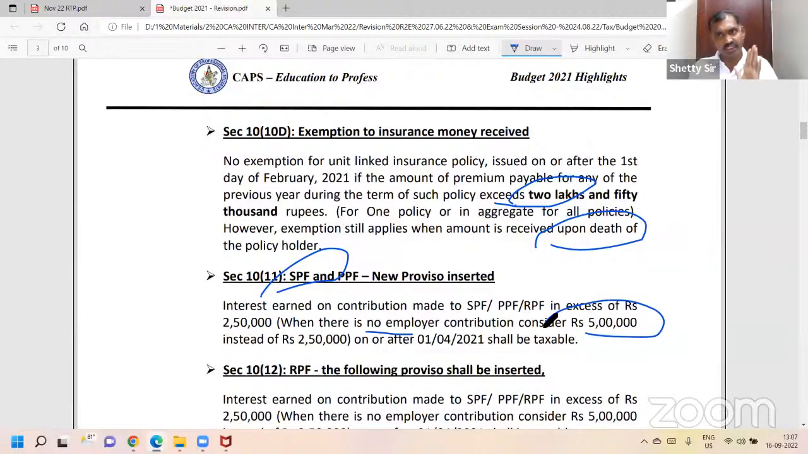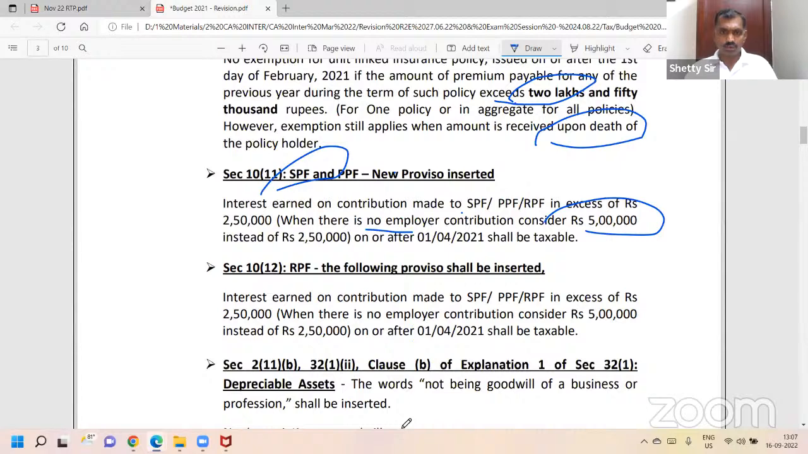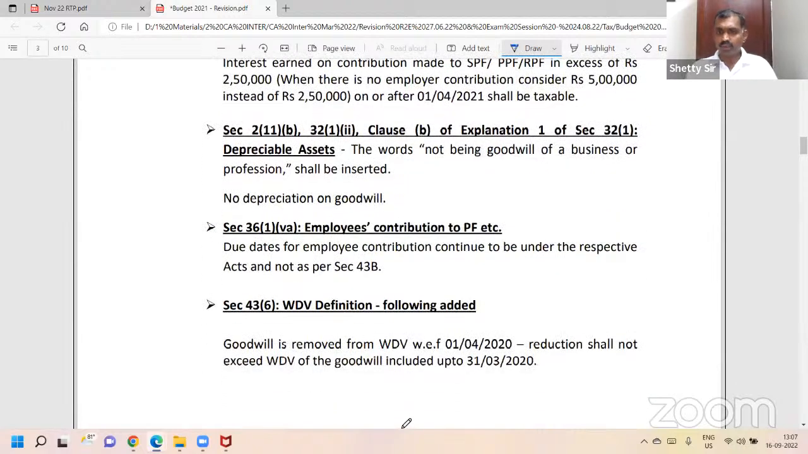rupees. Did we discuss it in the revision class itself? Yeah, 10(10D), 10(11), 10(12), all provisions. Can someone respond? Did we discuss it in the revision class? Yes, sir. Yes, sir. Next, goodwill is not there. Yeah, employees' contribution to PF.